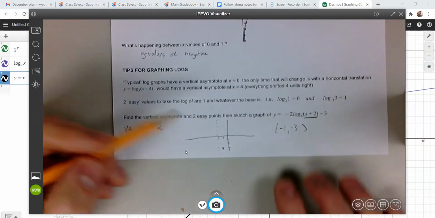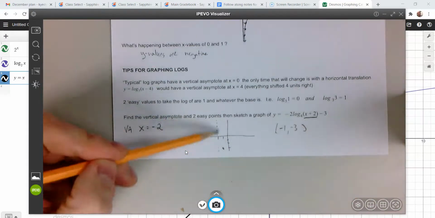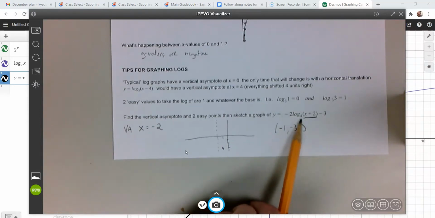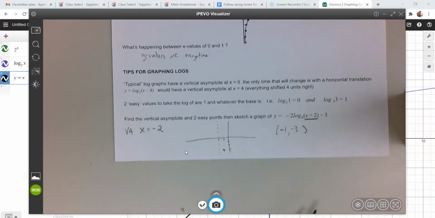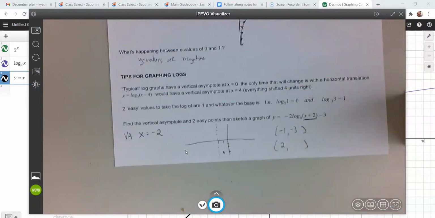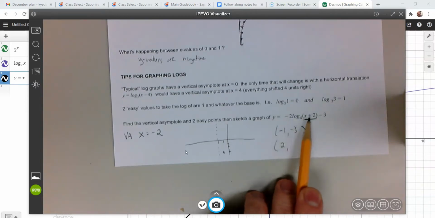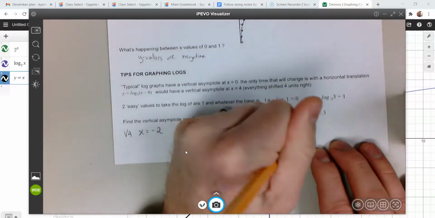Okay, now we need another one. It's kind of like our tangent graphs, right? I don't know, is it going to approach it going up? Is it going to approach it going down? I know it has to get closer to this dotted line, but never touch it. So we need another point. The other point was whatever this base is. I want the argument to be 4, because it's easy to take log base 4 of 4. Well, what does x need to be to make that happen? The answer, 2. If I plug in a 2 right here, I would get 2 plus 2 is 4. Log base 4 of 4 is 1. 1 times negative 2 is negative 2. And negative 2 minus 3 is negative 5.